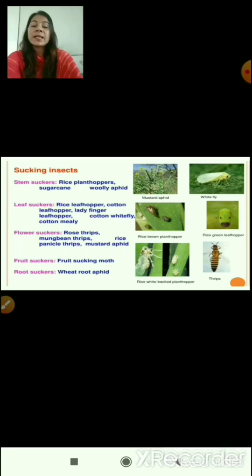These sucking insects can also suck the juice from flowers, which can be rose thrips and mustard aphids, etc. They can be fruit suckers also. Fruit sucking moths are examples of fruit suckers. There can be some insects which can suck sap from roots also. An example of this is the wheat root aphid.